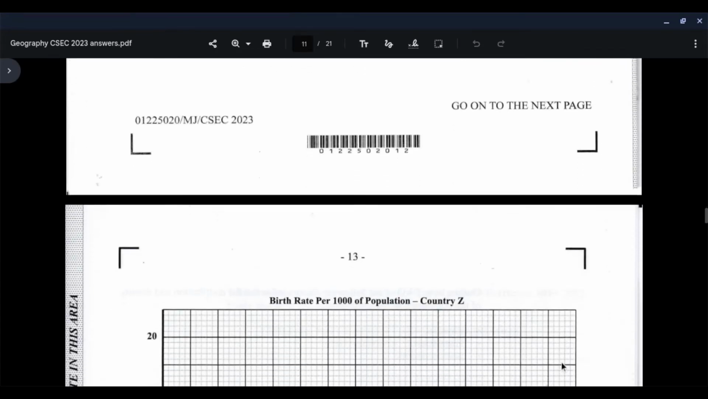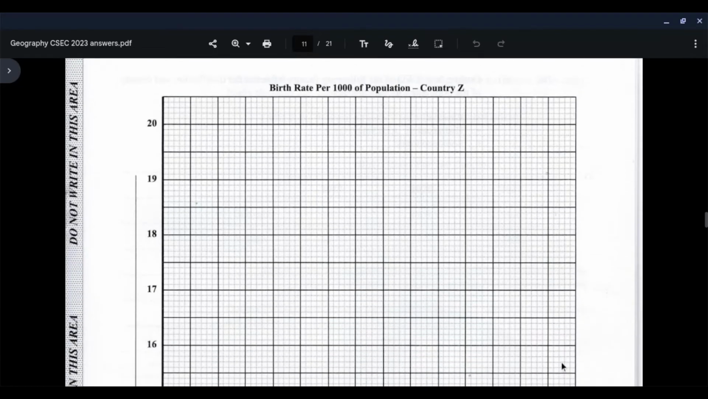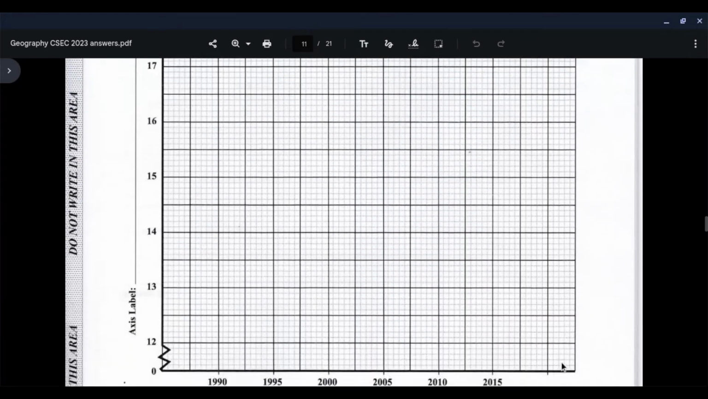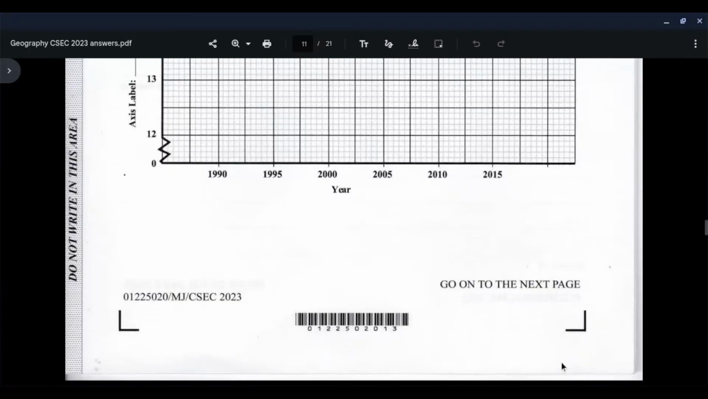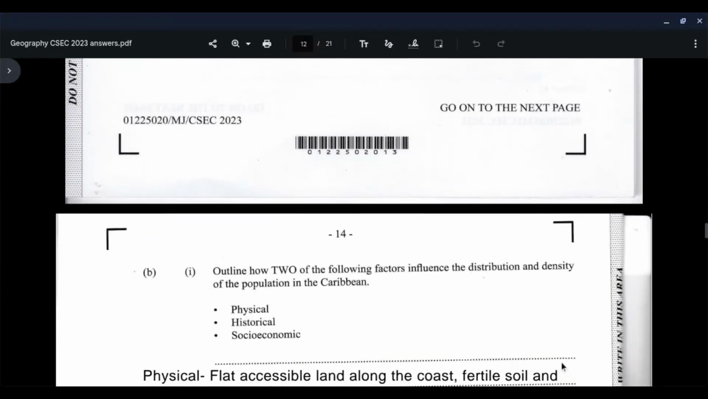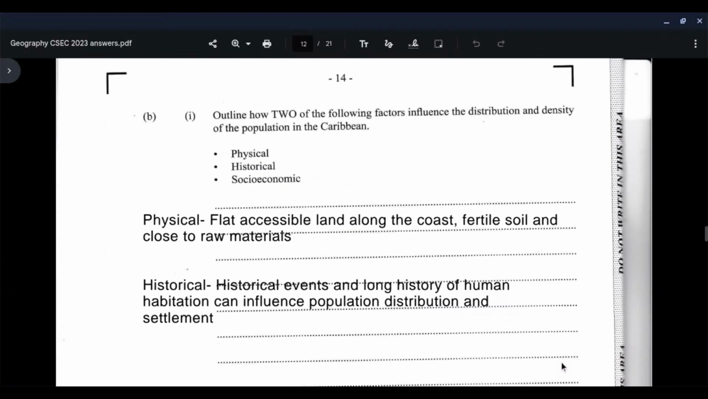Part B of the question, so that's the blank graph that is given to you that you will do your plotting on. Part B asks that you outline how 2 of the following factors influence the distribution and density of population in the Caribbean.